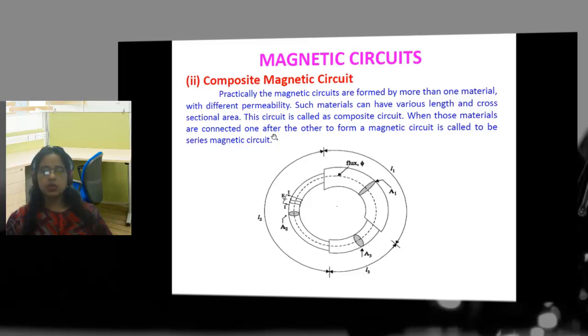When those materials are connected one after the other to form a magnetic circuit, it is called a series magnetic circuit. This portion, this material and this material are connected end to end. So we can say it is a series connection.